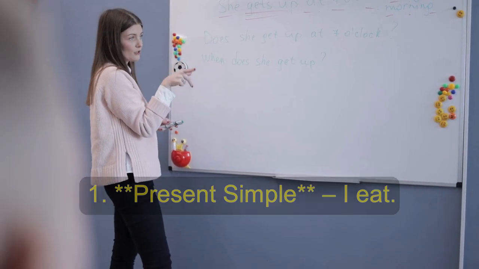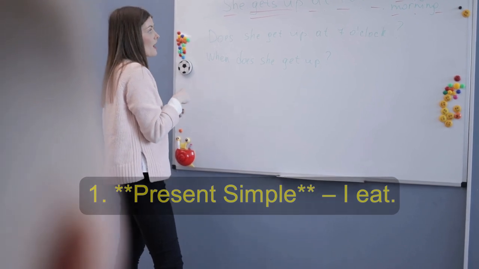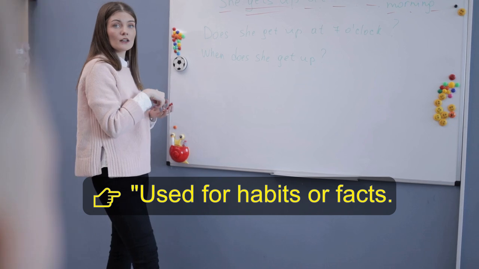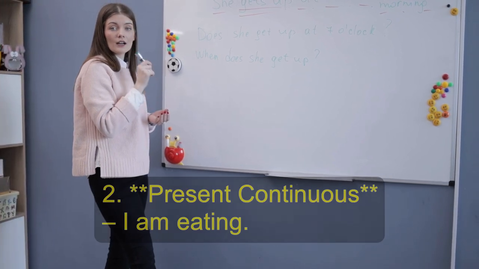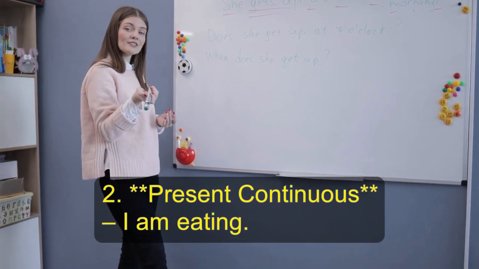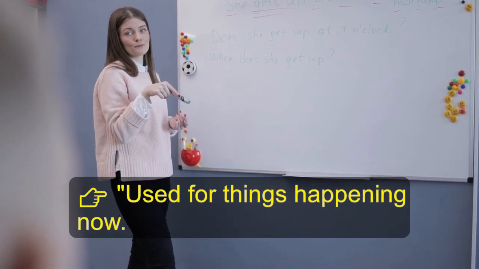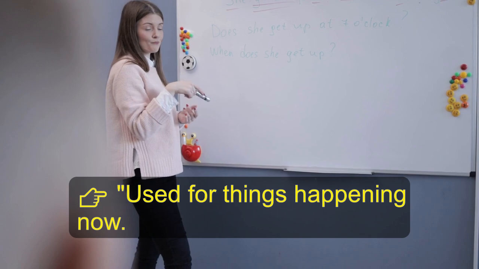Present tenses. Number 1. Present simple, I eat. Used for habits or facts. Example, I eat breakfast every day. Number 2. Present continuous, I am eating. Used for things happening now. Example, I am eating lunch right now.